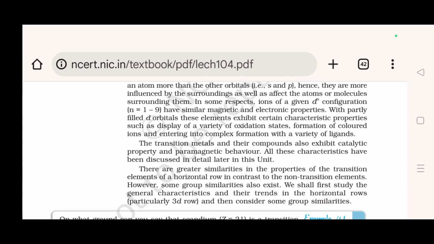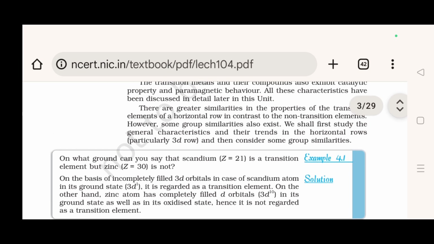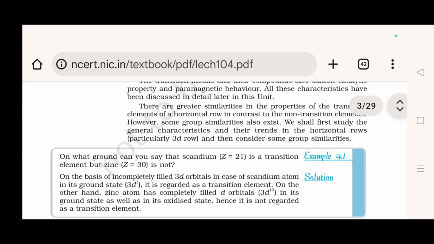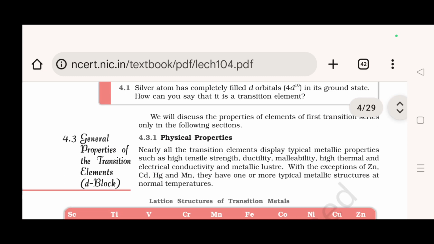There are greater similarities in the properties of transition elements of a horizontal row in contrast to the non-transition elements. However, some group similarities also exist. We shall first study the general characteristics and the trends in the horizontal rows and then consider some groups. So first of all, we will discuss the physical properties.